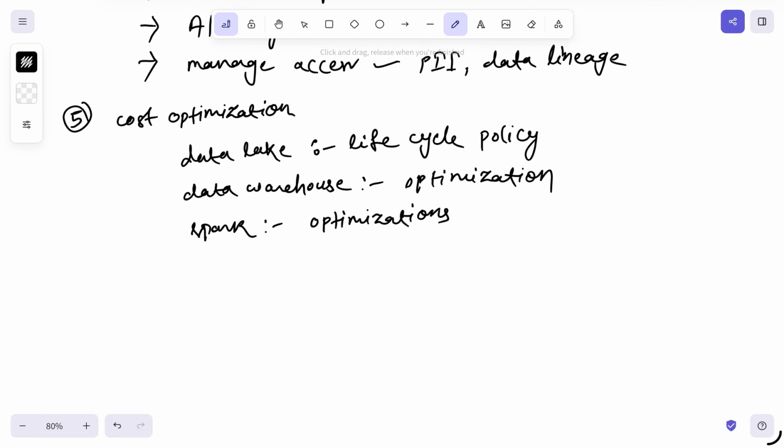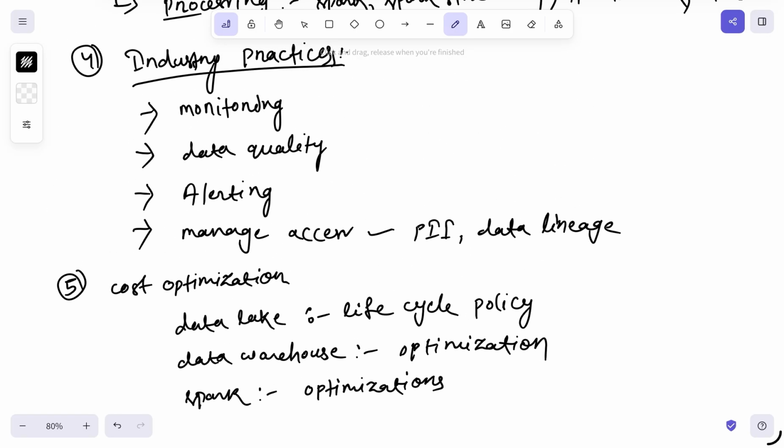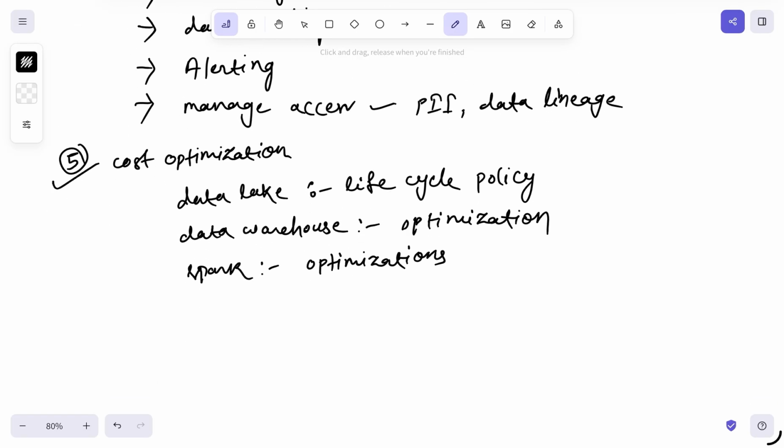Once the industry practices are completed, we have to discuss the cost optimization: how do you reduce the cost of the system, and what optimization techniques we can use, for transformation, storage, or the data warehouse. All of those things we can discuss. These are the 5 steps we have to follow to approach a solution for a given use case.